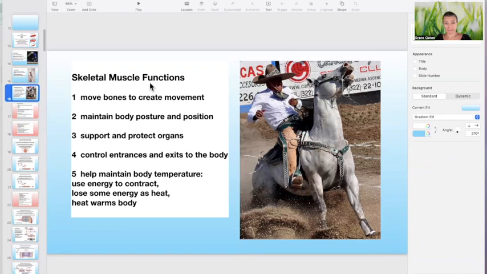Skeletal muscle has many functions. It moves bones to create movements. It maintains body posture and position. It supports and protects organs. It controls entrances and exits to the body. And it helps to maintain body temperature because the act of contracting uses energy. Some energy is lost as heat, and the heat warms the body.